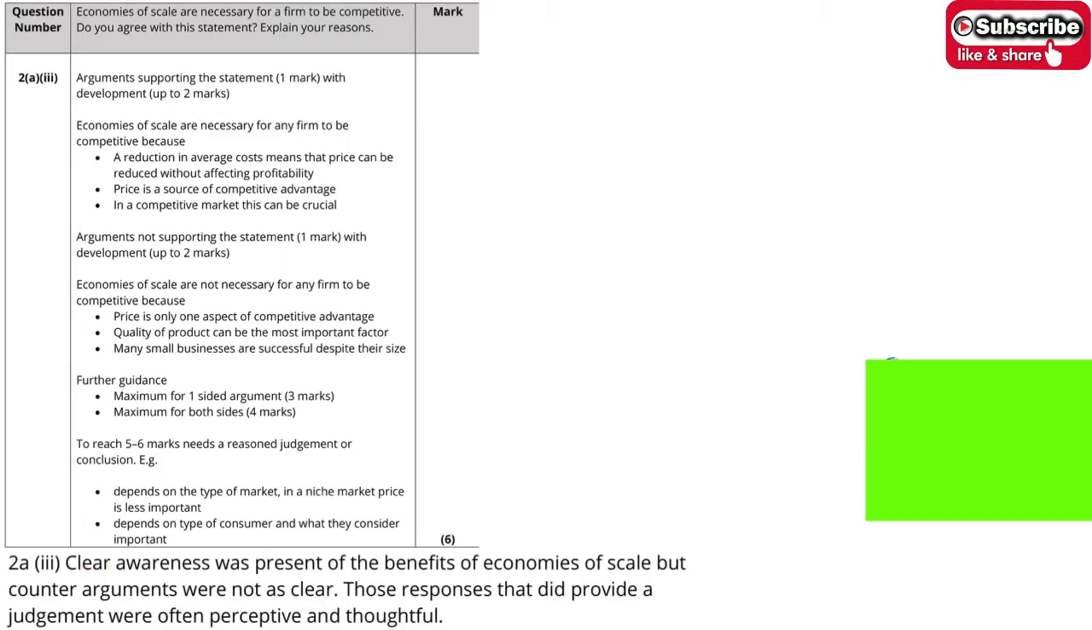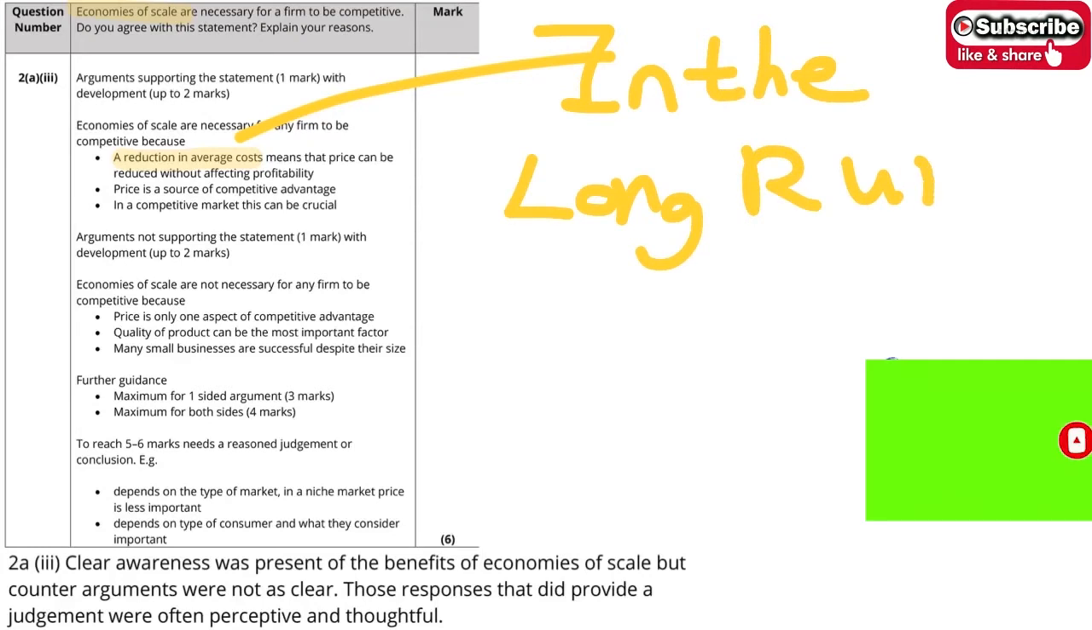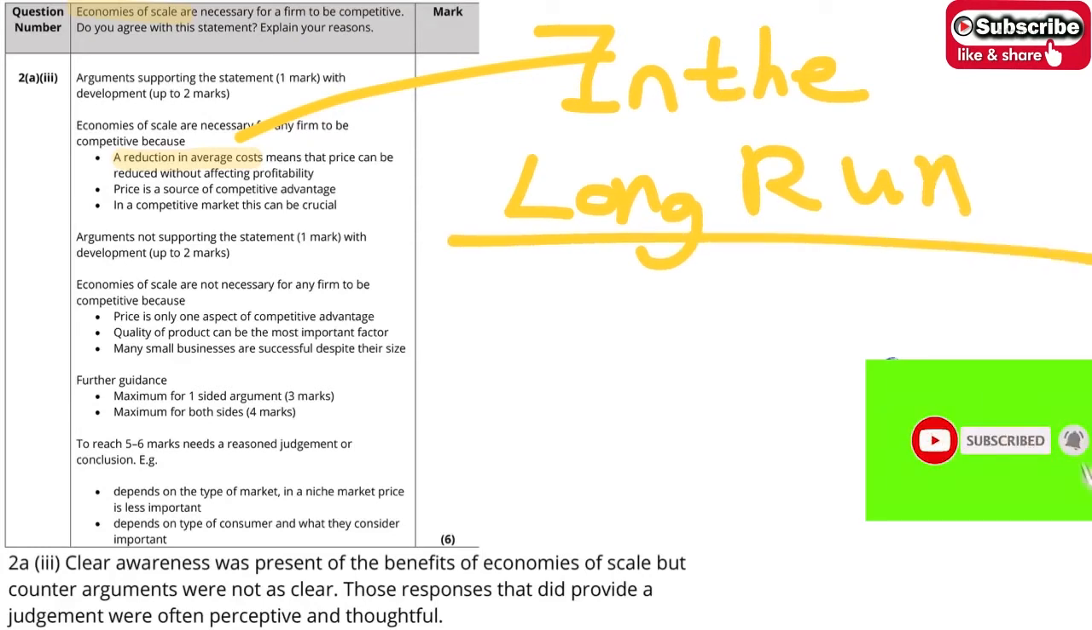So let's take a look at part 3. For part 3, we talk about economies of scale making a firm competitive. First of all, we have to define the meaning of economies of scale. That means a reduction in average cost in the long run. So you have to state it very clearly: in the long run, the long run average cost drops. So this is the definition of economies of scale.